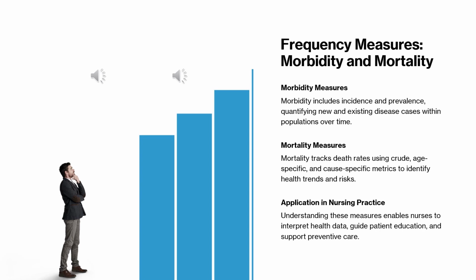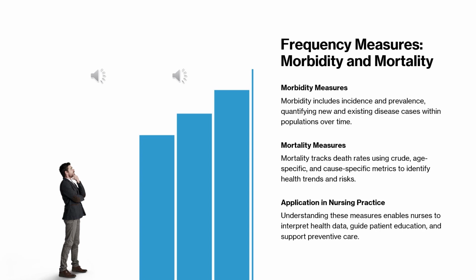Frequency measures are basic tools in epidemiology used to describe how often illnesses, injuries, and deaths occur in a population. These measures help public health officials and nurses understand the burden of disease, to track trends, and plan interventions. The two major categories are morbidity, the measure of illness, and mortality, the measure of death.